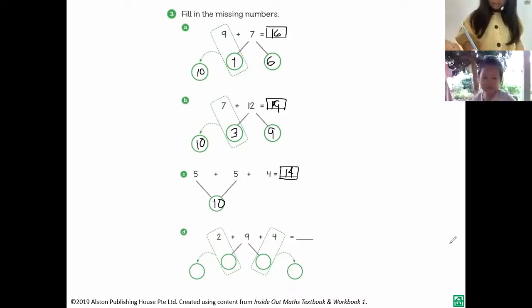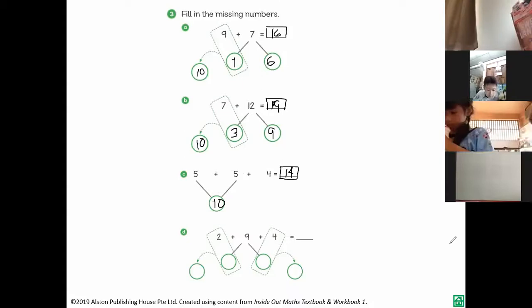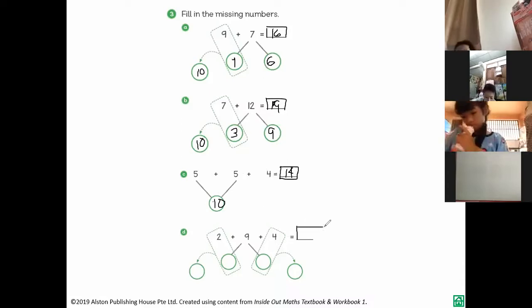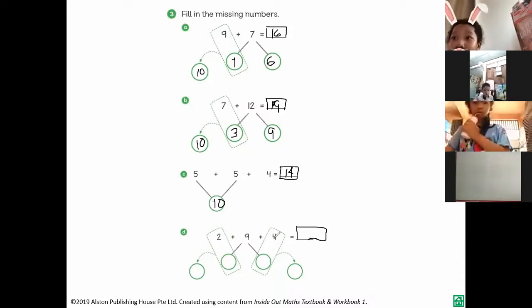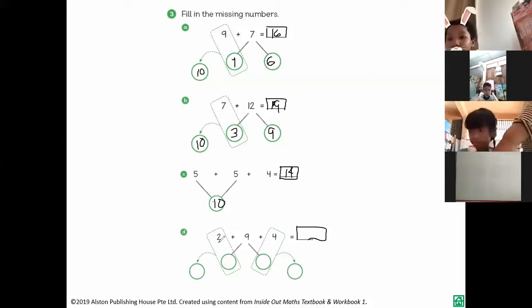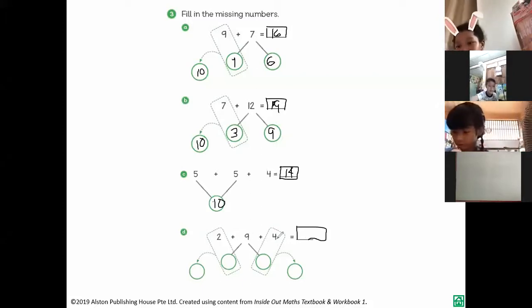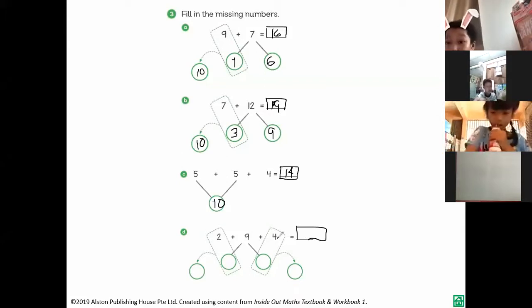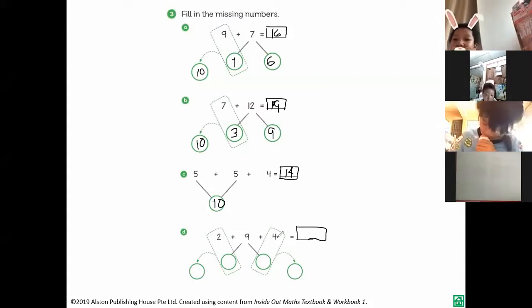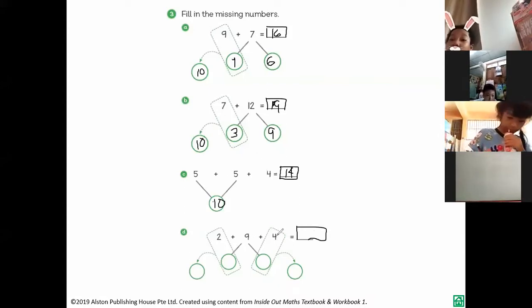All right, now let's try Dada. Dada, letter D. 2 plus 9 plus 4. Dada, what's the answer? 2 plus 9 plus 4.